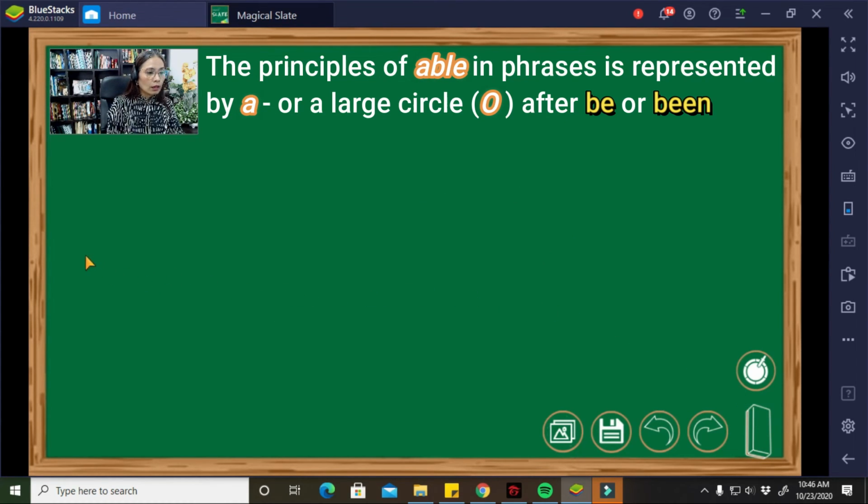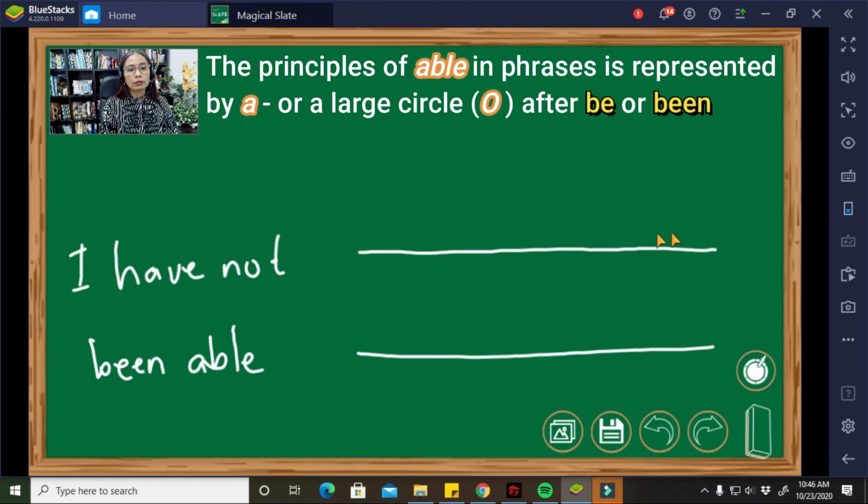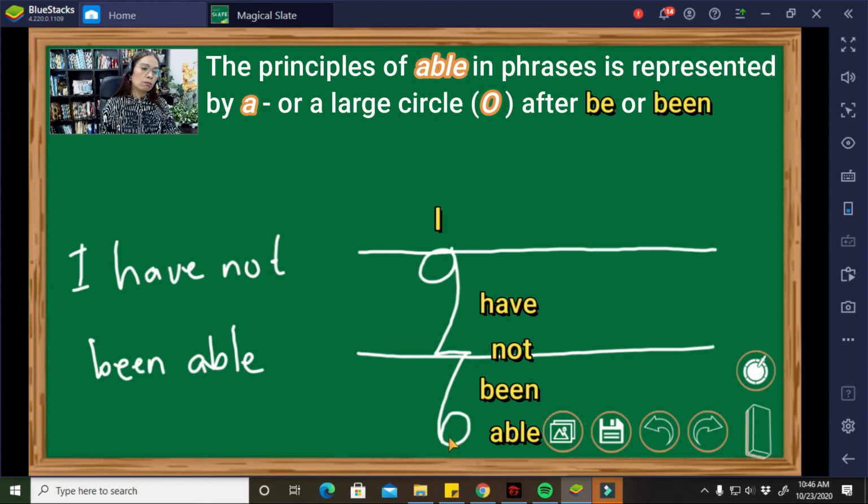One last example. I have not been able. Okay. Just have to. I have not been able. Okay. I have not been able. Okay. So those are the principles of been in phrases and able in phrases.